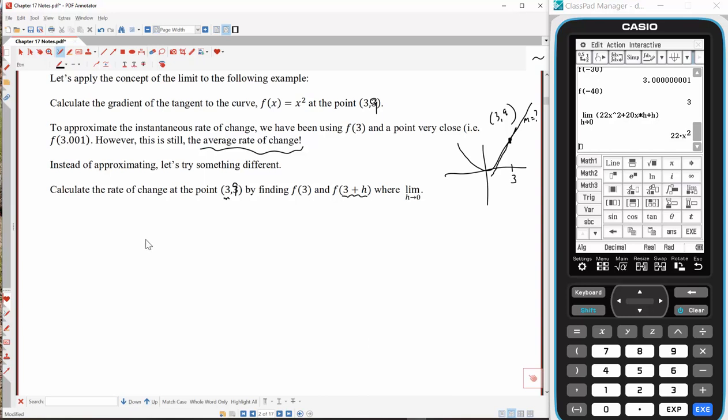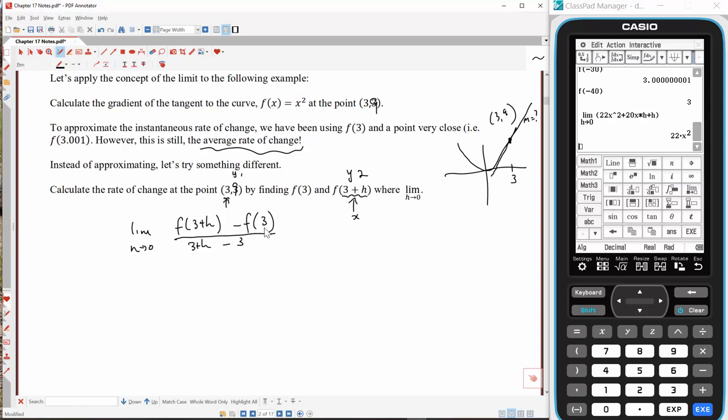What we're going to do is say the limit as h approaches 0, and then we're just going to work out the gradient of a line drawn between 3. So we're going to go f of 3 plus h, take away f of 3. So this will be y2, and this will be y1. Okay, f of 3 is 9, over 3 plus h, so that's the x value, 3 plus h, and our other x value, take away 3.